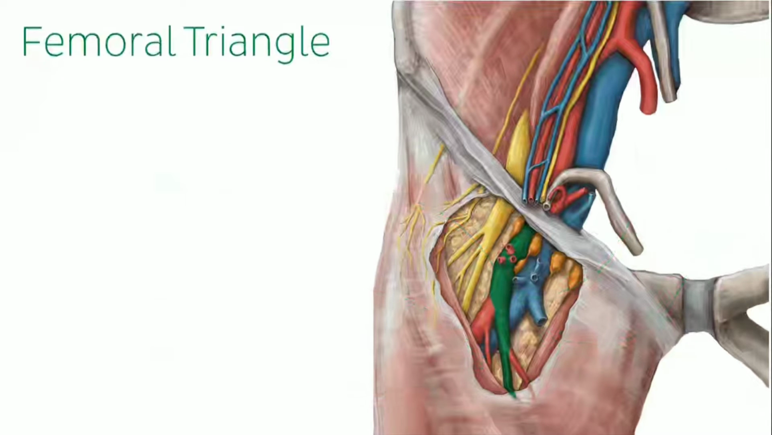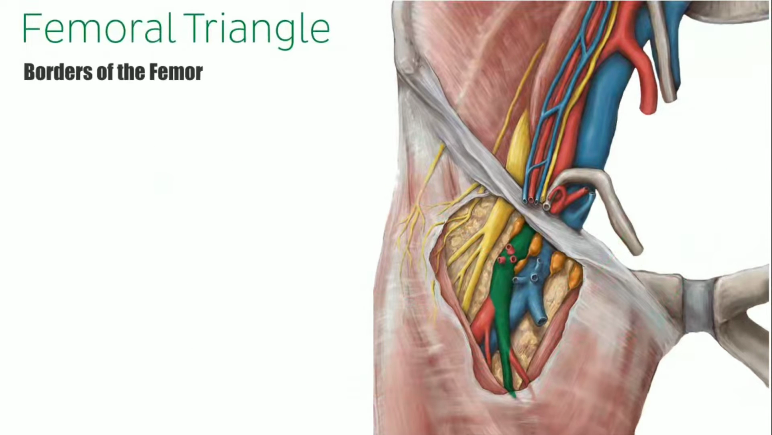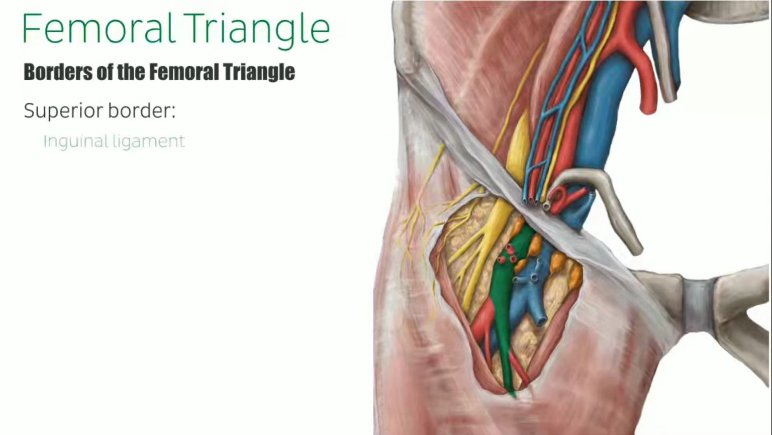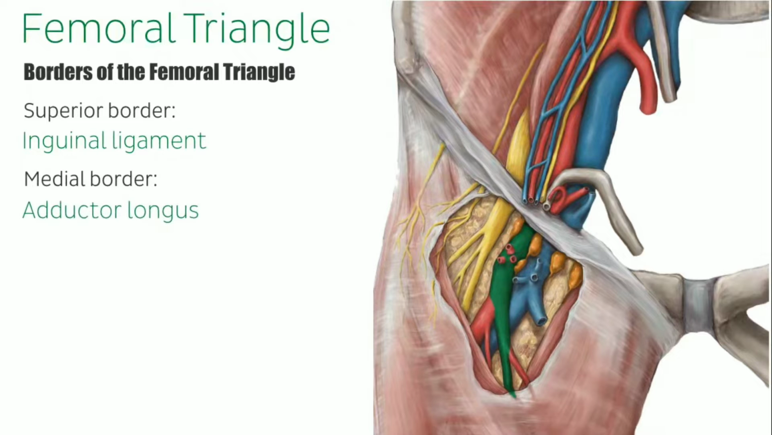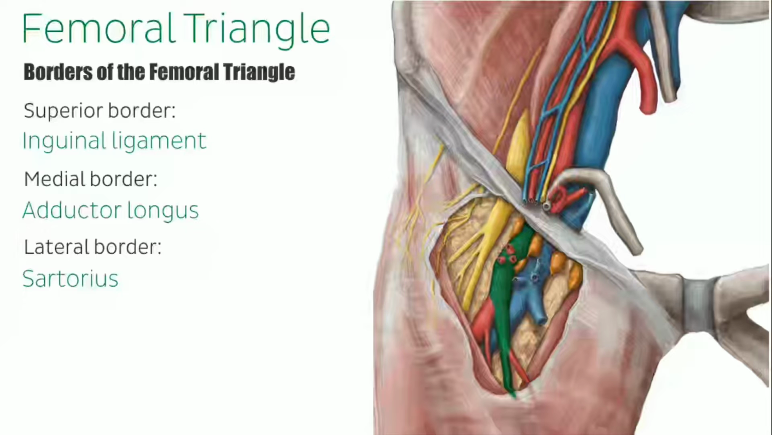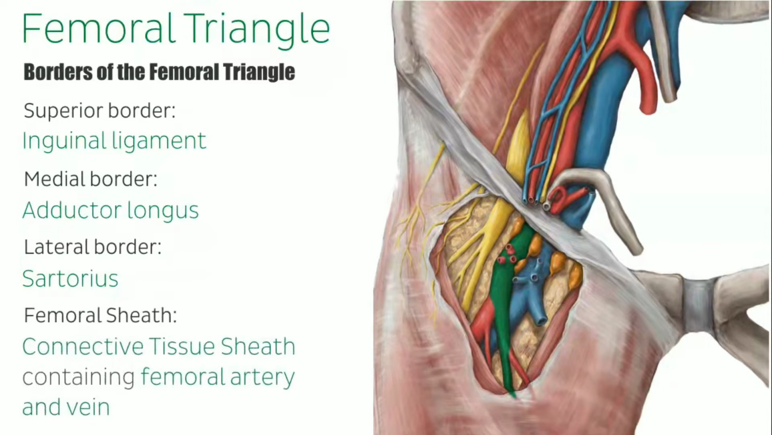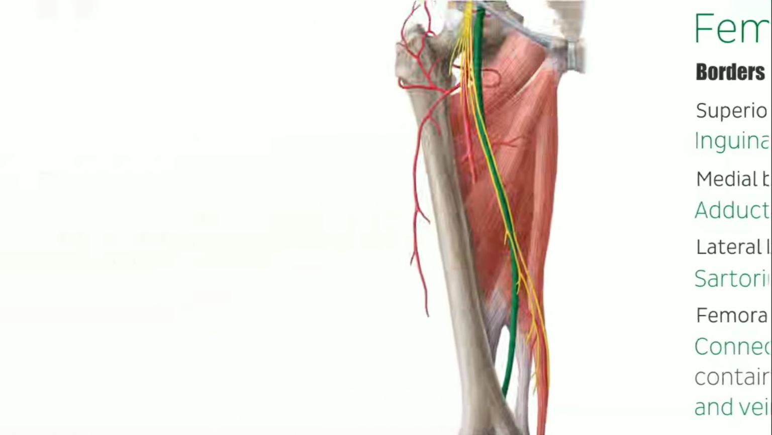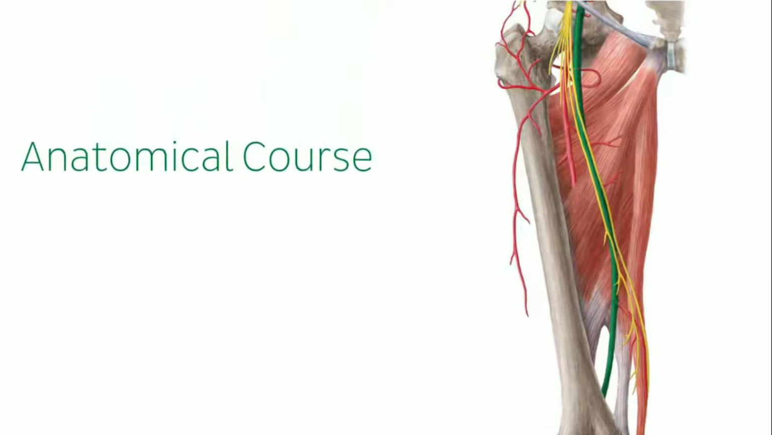So to help you organise and remember the borders of the femoral triangle a bit more easily, I'm just going to go through them systematically in this one slide. So the superior border is the inguinal ligament, the medial border is the muscle adductor longus, and the lateral border is the sartorius muscle. And just as a reminder, the femoral sheath is a connective tissue sheath that contains the femoral artery and vein. So let's quickly summarise the anatomical course of the femoral artery.